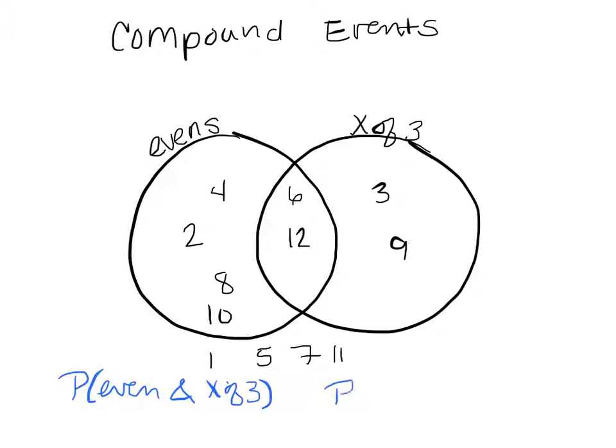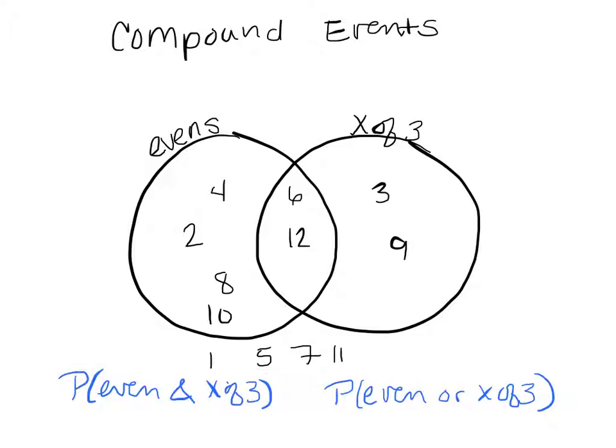Or maybe I could find the probability that it's even or a multiple of 3, and both of those have different meanings. So if you're talking about even and a multiple of 3, that means it has to work for both of them. It has to both be even and a multiple of 3. So we're just looking at these numbers in here. If I'm looking at probability of even or a multiple of 3, we're saying it doesn't have to be both. So it could just be even, it could just be a multiple of 3, or it could be both. So all of this works, versus for the and one, it's just in here. So these are compound events.